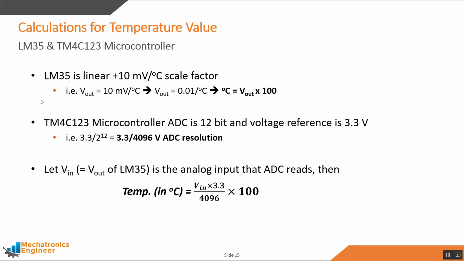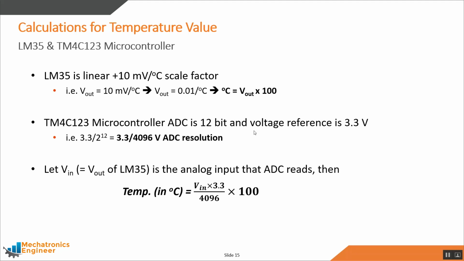Now let's discuss the calculation step for the temperature value. These calculation steps depend on both the temperature sensor as well as the TM4C123 microcontroller. The LM35 temperature sensor is a linear sensor that has a scaling factor of 10 millivolts per degree centigrade. And the TM4C123 microcontroller has an ADC that is 12-bit.